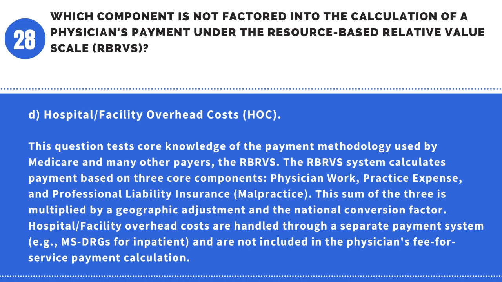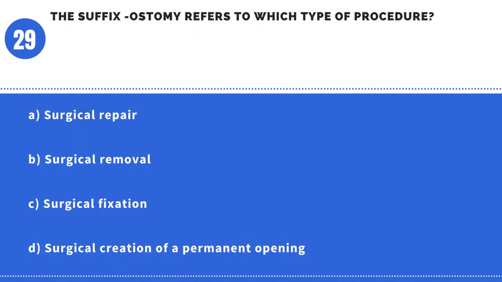Hospital/facility overhead costs, HOC. This question tests core knowledge of the payment methodology used by Medicare and many other payers, the RBRVS. The RBRVS system calculates payment based on 3 core components: physician work, practice expense, and professional liability insurance, malpractice. This sum of the 3 is multiplied by a geographic adjustment and the national conversion factor. Hospital/facility overhead costs are handled through a separate payment system, e.g., MS-DRGs for inpatient, and are not included in the physician's fee-for-service payment calculation.